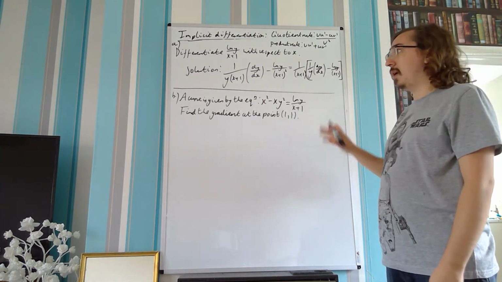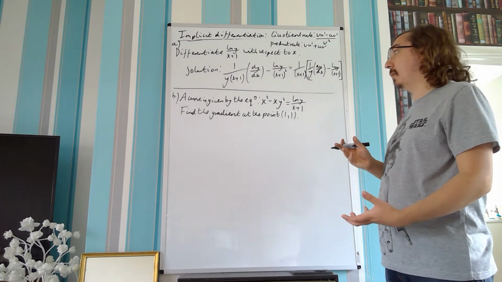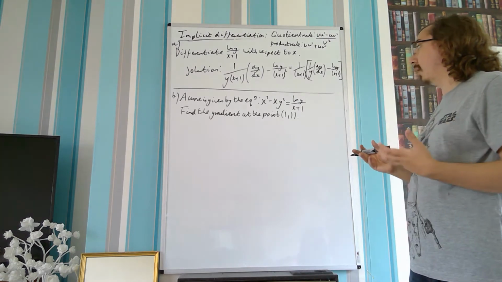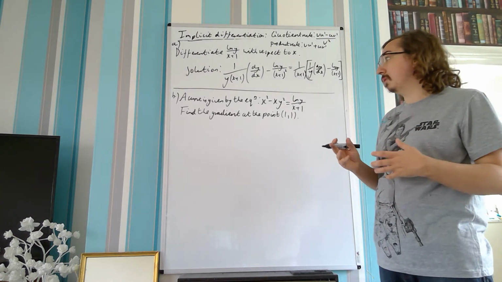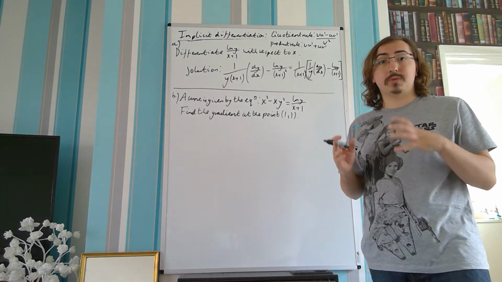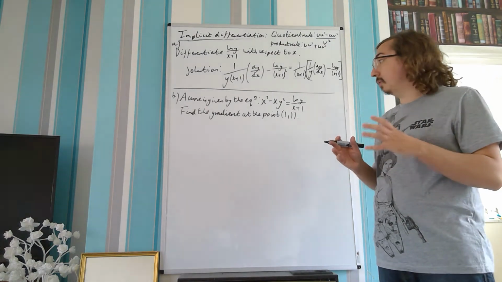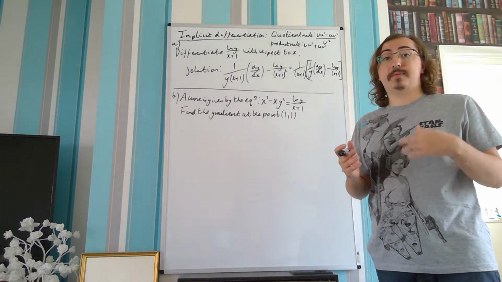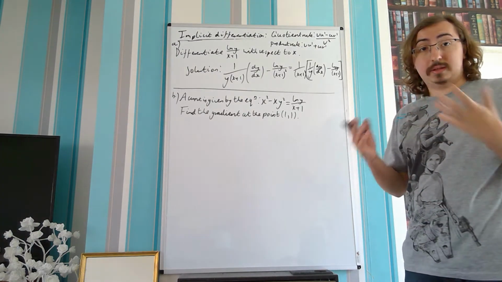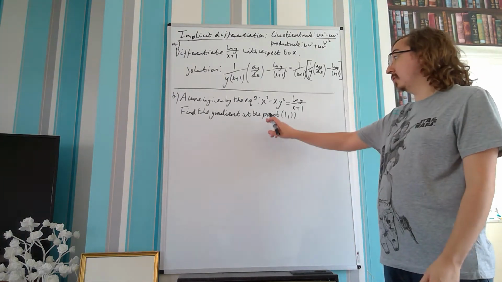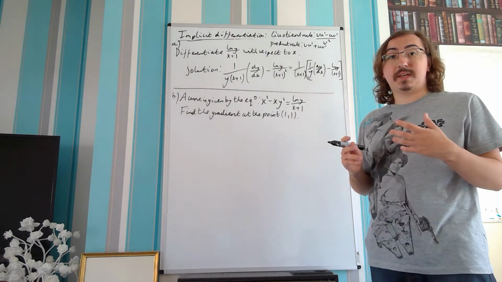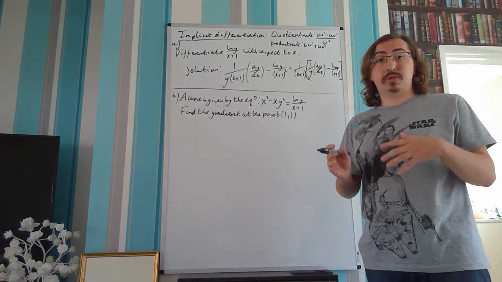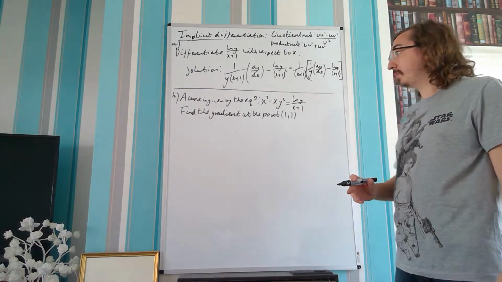So I've added on this part b, which says that a curve is given by the equation x squared minus xy squared equals ln(y) over x plus 1. We want to find the gradient at the point 1, 1. Well, if we see the word gradient, we should be thinking, oh, we need to differentiate, we need to find dy by dx, which is indeed what we need to do. And because we are looking at a specific point, 1, 1, we're going to find a value rather than just an expression for our gradient.